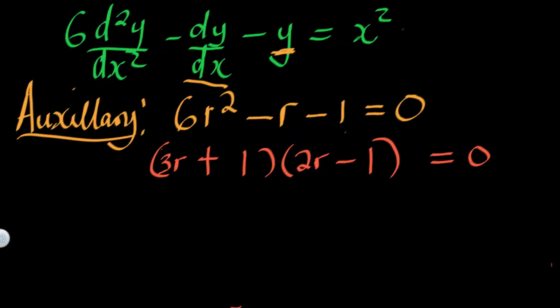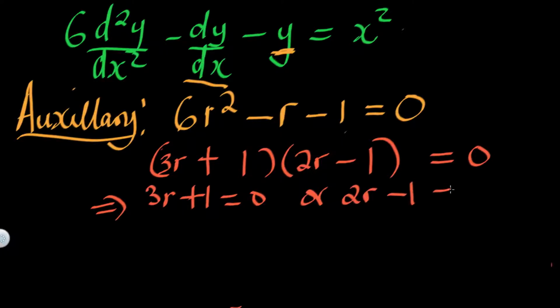From here, it means 3r plus 1 equals 0, or 2r minus 1 equals 0. It means r is minus 1 over 3, or r is 1 over 2.